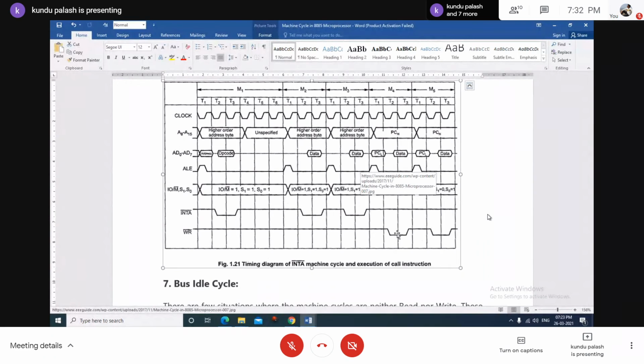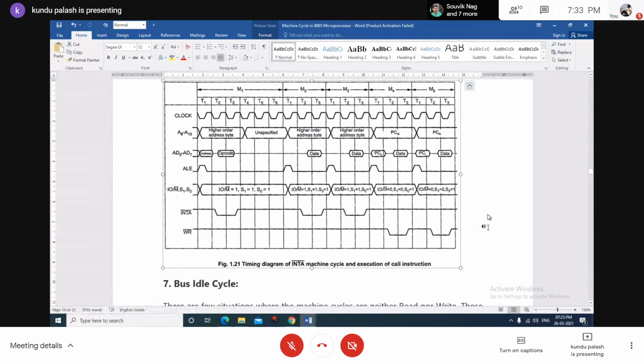Why is write bar required? Because it is a calling operation. A calling operation requires writing, the updating of the stack pointer with the stack memory. That means the program counter should be saved to the stack memory. That's why it is a memory write operation, and that's why you can see two transitions of the write bar signal.